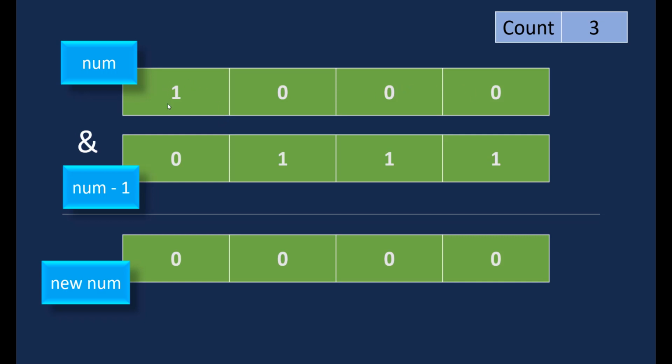The worst case for this particular approach would be 32, which is O of 1, but the best case would be the number of ones that are present in the given number. So these were the two approaches. One was the naive and one was the optimized approach. So now let's go ahead and code it out.